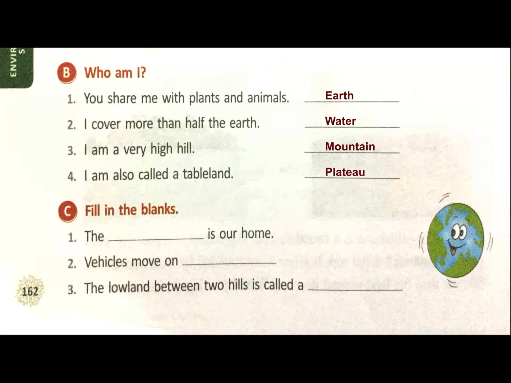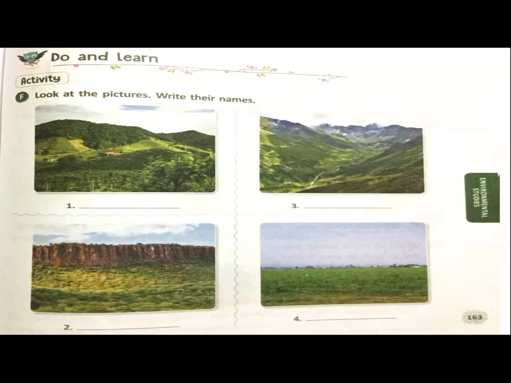Now fill in the blanks. The dash is our home. The earth is our home. Vehicles move on land. The low land between 2 hills is called a valley. Now look at the pictures and write their names.